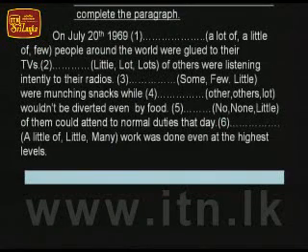Now this is a very exciting passage. I don't think you were born at that time when 3 people made their journey to the moon, right? It's very interesting. On July 20th, 1969. Now there is a blank and within brackets you get 3 determiners: a lot of, a little of, few.